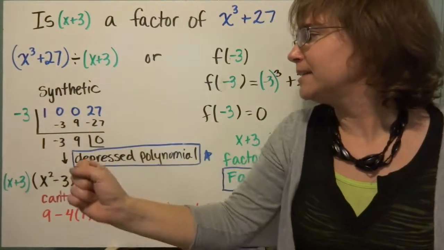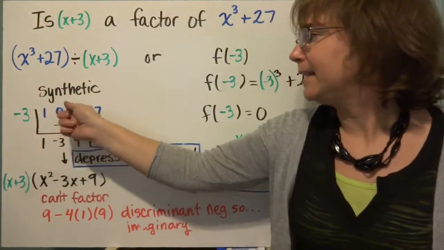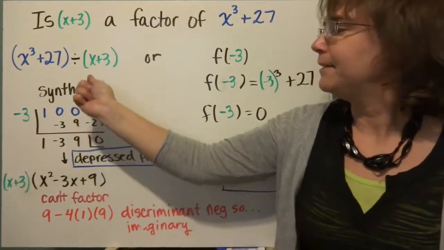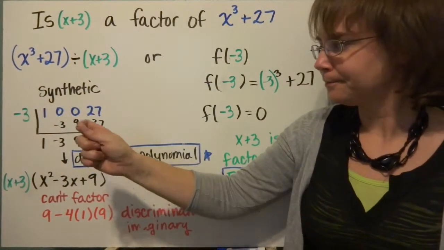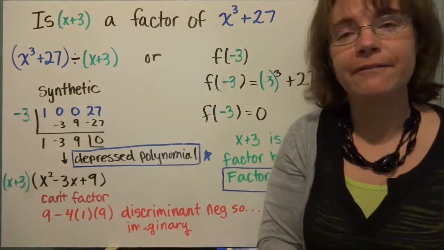1 times negative 3 is negative 3. Add them, negative 3. Negative 3 times negative 3 is 9. 0 plus 9 is 9. 9 times negative 3 is negative 27. Add them, and I get a 0. So because there's no remainder, I know that x plus 3 must be a factor.